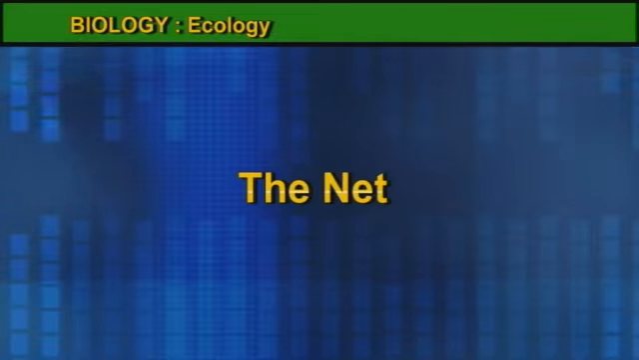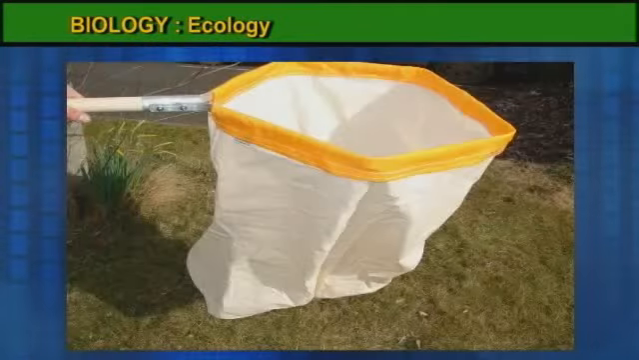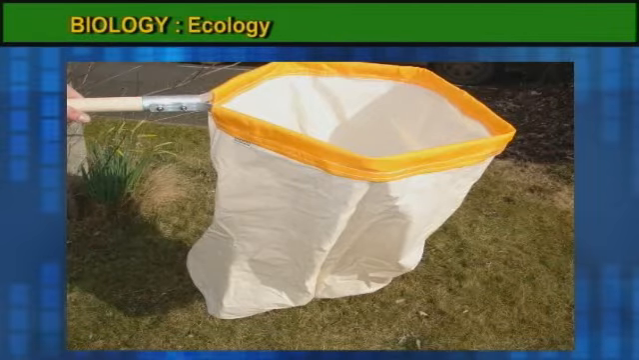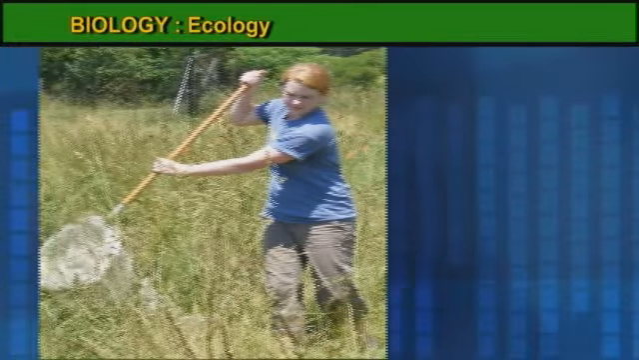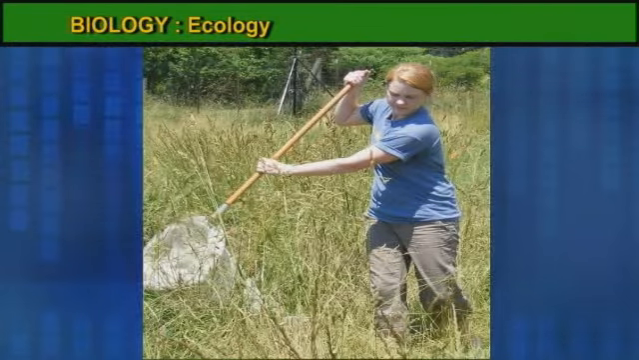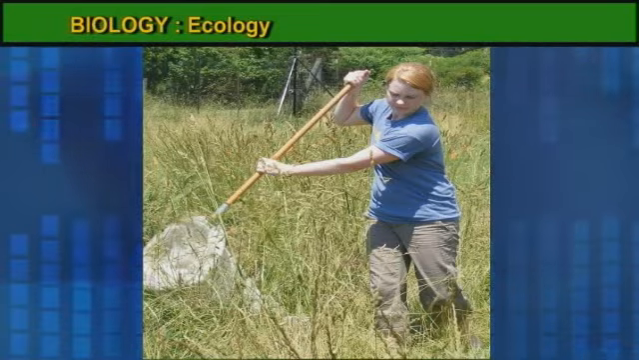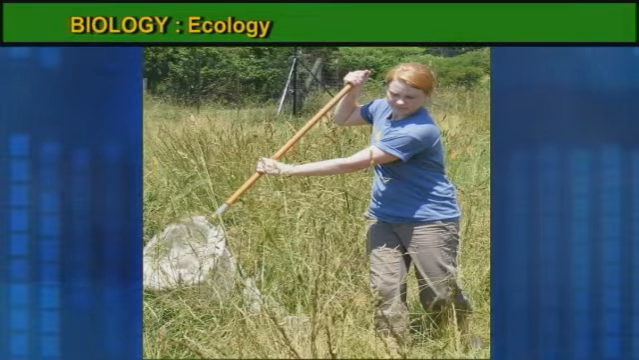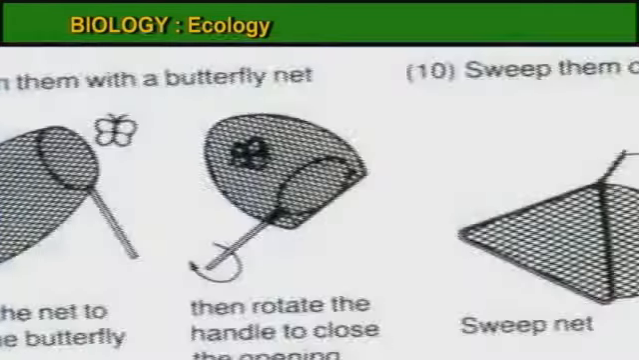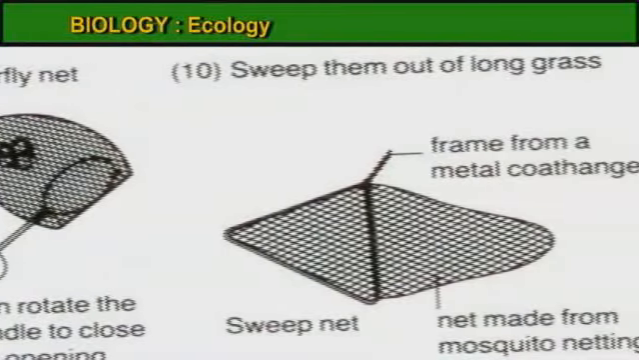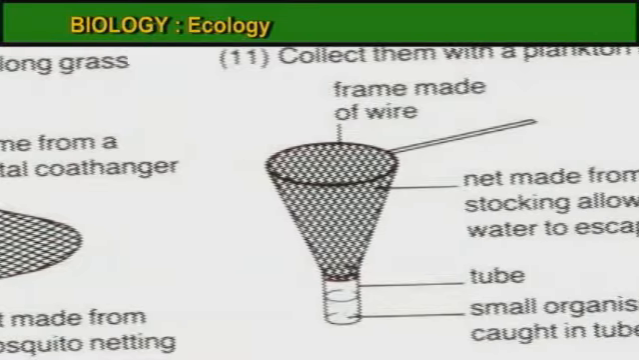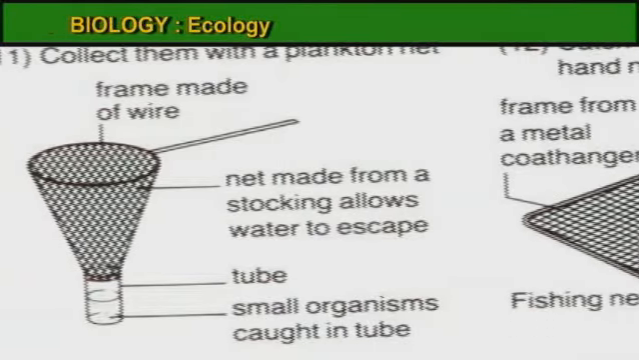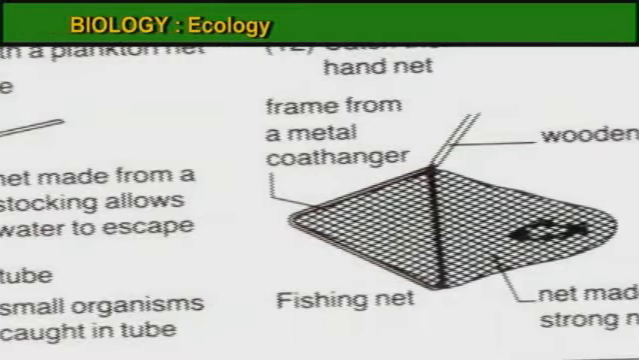The net. Nets are used for sampling small moving animals, and it is generally made of a small mesh with a handle approximately 1 meter long. The mouth of the net is swept through the vegetation in order for dislodged animals to drop into the mesh or bag. The size of the mesh used will determine the size of animals captured.